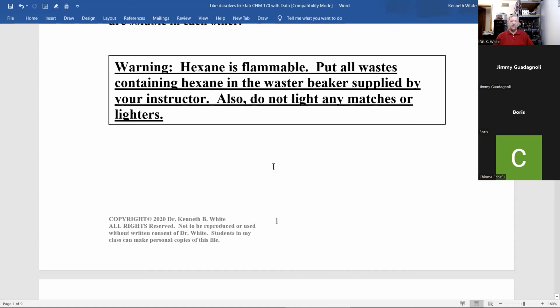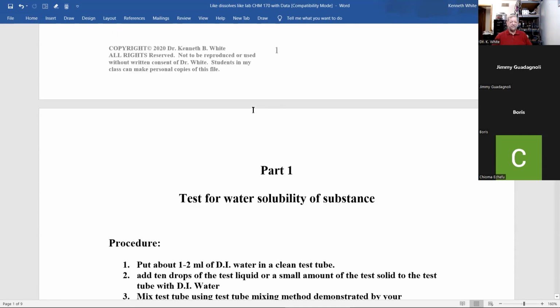All right, if we were doing it face to face, I'd warn you, hexane is flammable like gasoline. Be careful. No, we never light any lighters or flames in an organic lab. And I would have a waste container for all your waste.